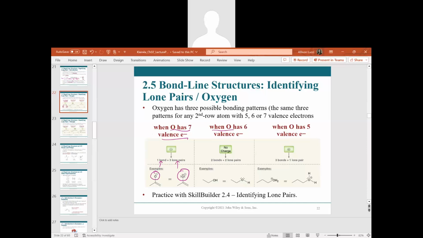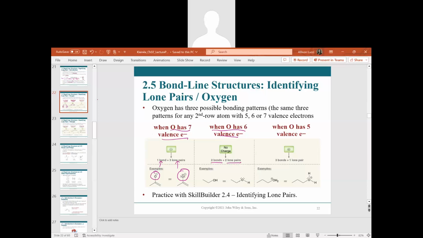When we have a neutral oxygen, we have 6 valence electrons. So no charge results because we have 2 bonds and 2 lone pairs. So if we did the calculation, we would see 6 minus 6, right? The 4 valence electrons and then 2 bonds, 2 more. So 6 minus 6 gives us no charge.